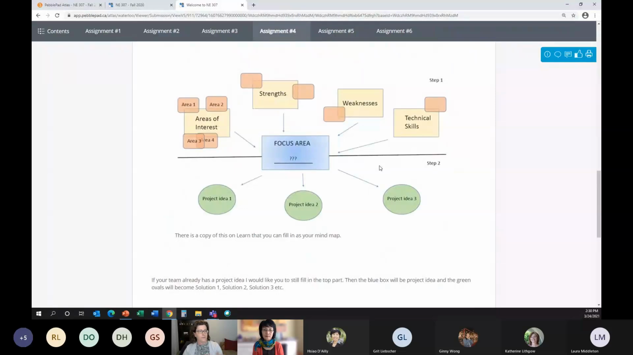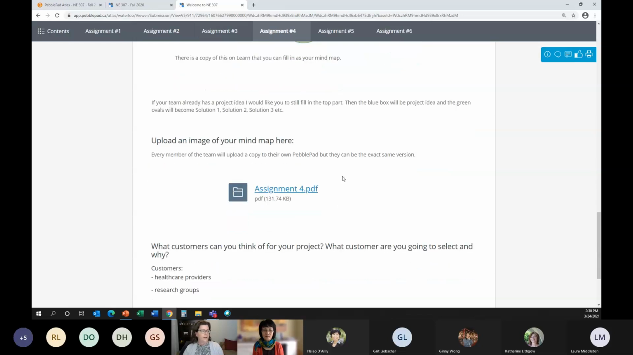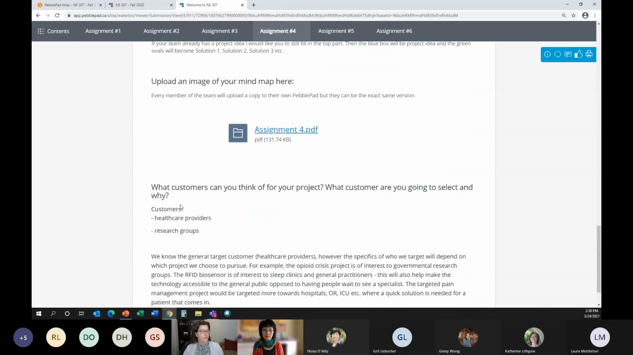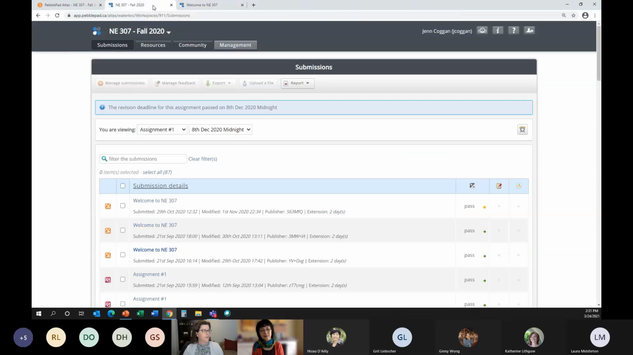And so I gave a couple of examples of what a mind map would look like, and then they were able to work on that. I gave a template on Learn that they could use, or they could come up with their very own. Take an image, upload it here, and again, a few reflection questions at the end of each assignment. So if anyone has any other questions about the other assignments, I'm happy to answer them. But I'm going to just quickly switch and show you that report function in PebblePad.